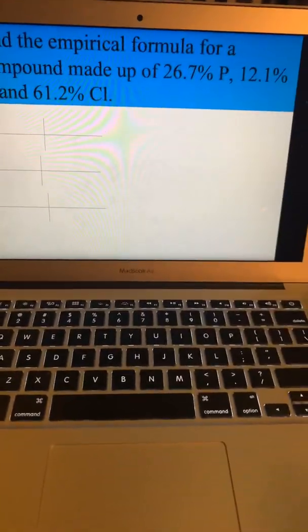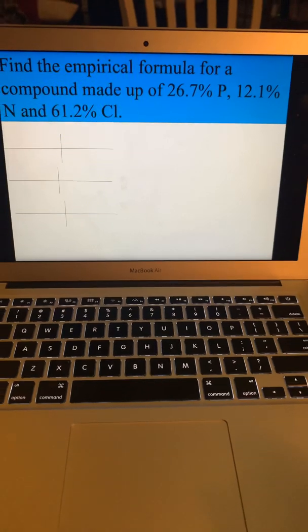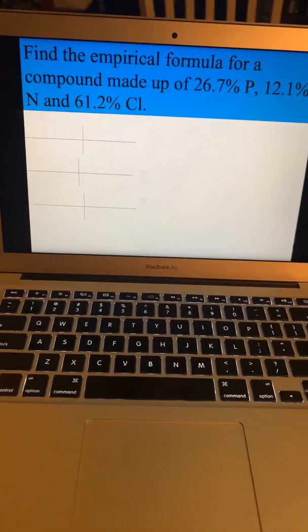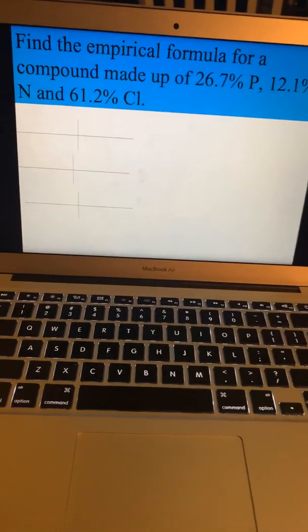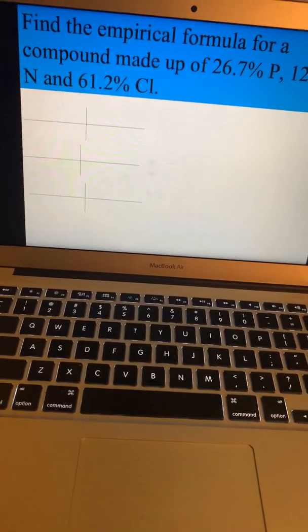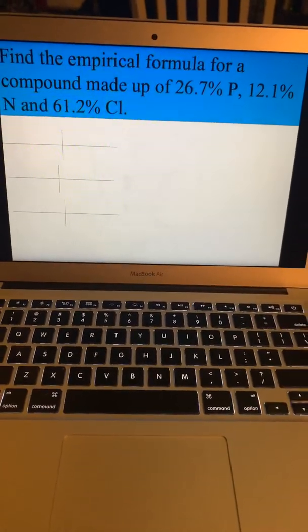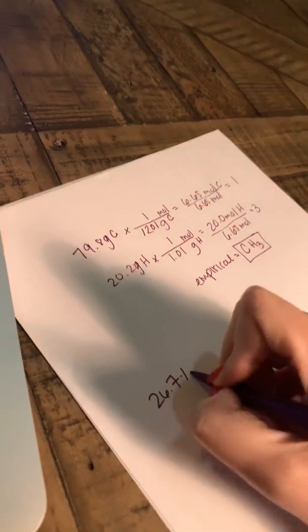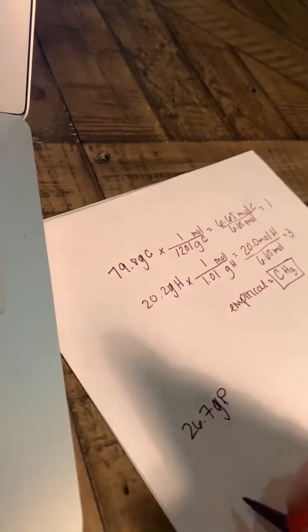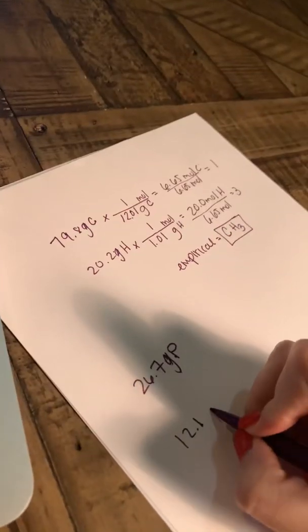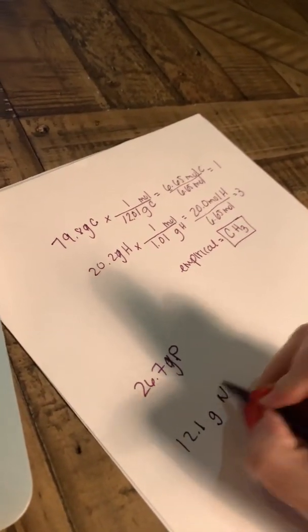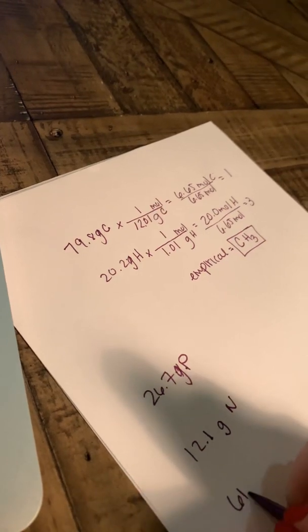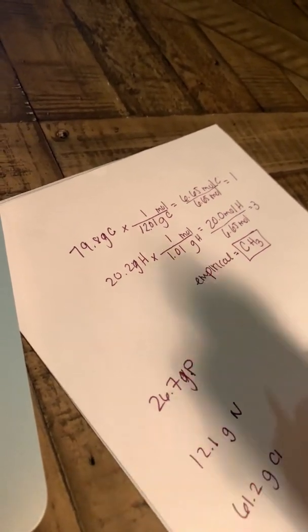So find your empirical formula for 26.7% phosphorus, 12.1% nitrogen, and 61.2% chlorine, right? So start off the same way. Convert your percent to mass. So it should be 26.7 grams of phosphorus, 12.1 grams of nitrogen, and 61.2 grams of chlorine.